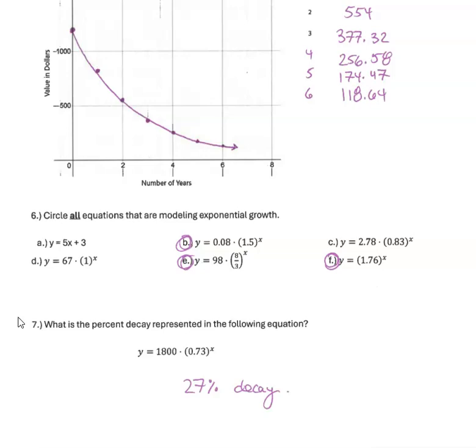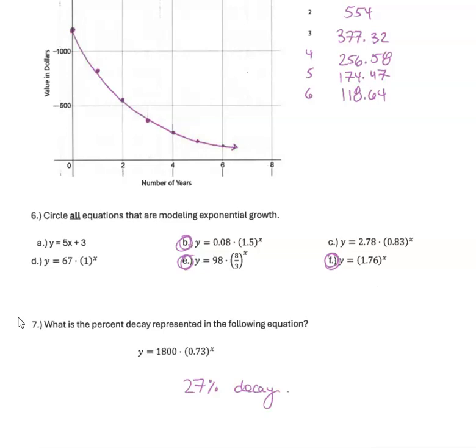And the last one says, what is the percent decay represented by the following situation? So this is saying that you have 73% left, which means it must have gone down by 27%. So that's a 27% decay. Be very careful. I know that it is going to be super tempting to say that means 73% decay.